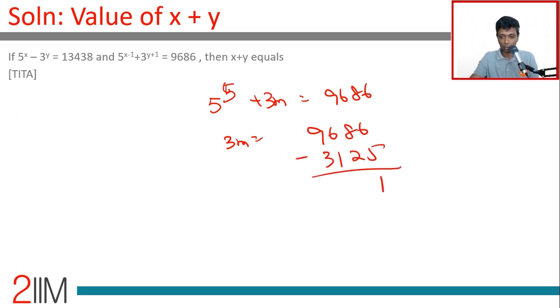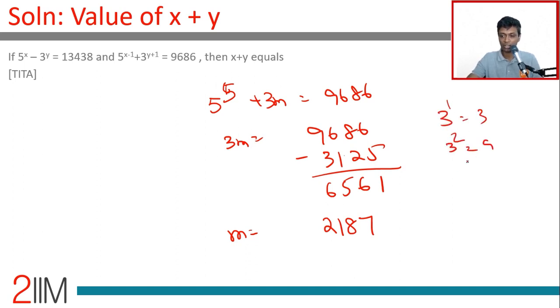6 minus 5 is 1. 8 minus 2 is 6. 6 minus 1 is 5. 9 minus 8. 6561 is 3m. Or m equals, dividing this by 3, 2187.